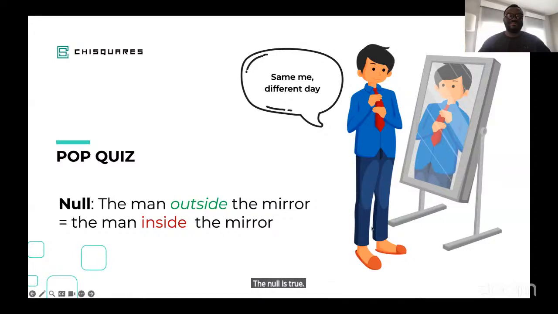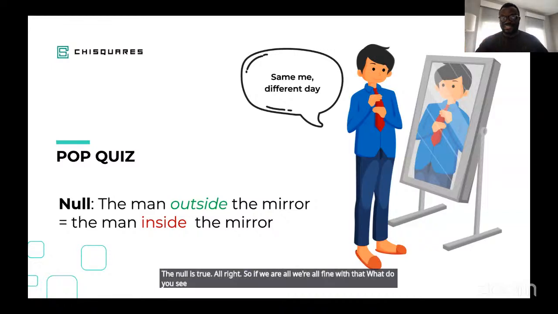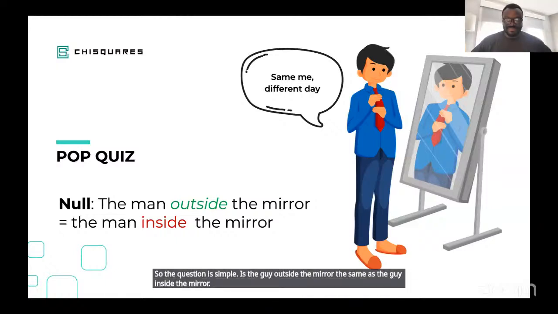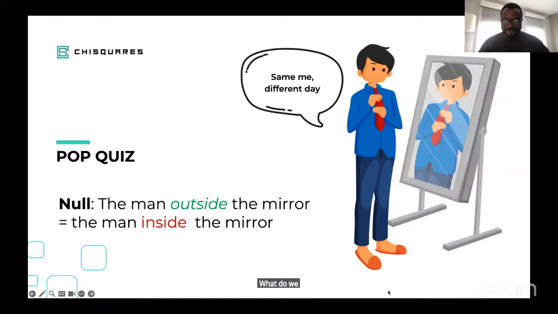All right. So if we're all fine with that, what do you see on this page? This is the guy looking outside the mirror. Inside the mirror, you see his image. So the question is simple. Is the guy outside the mirror the same as the guy inside the mirror? What do we say? And I promise it's not a trick question.